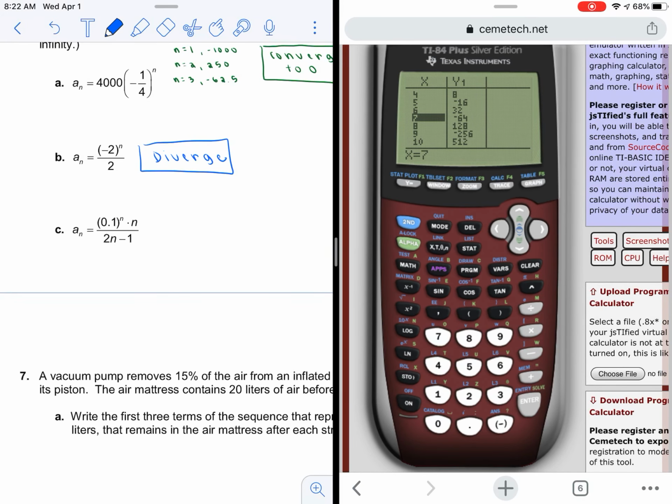And then finally, this last one, I'm going to use a good number of parentheses here. First of all, parentheses for the entire numerator. So 0.1, oops, that's not a 1, raised to the x power times x. Then I'm going to close the parentheses around the entire numerator, divided by, and then do the same thing for the denominator.